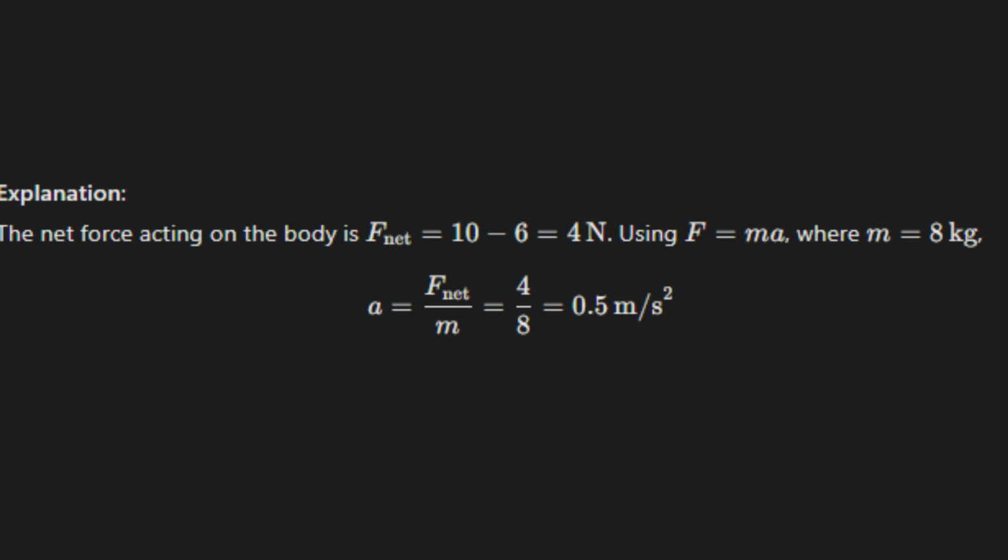To find the acceleration of the body, first we need to find the net force on the body. Here we have two forces, left force and right force. The net force can be calculated by right force minus left force. So F net is equal to 10 minus 6, which is 4 newtons. So we got the net force as 4 newtons. Now applying the formula F equal to ma, where acceleration is equal to F net by mass, which is 4 newtons by 8 kgs, equal to 0.5 meter per second square.